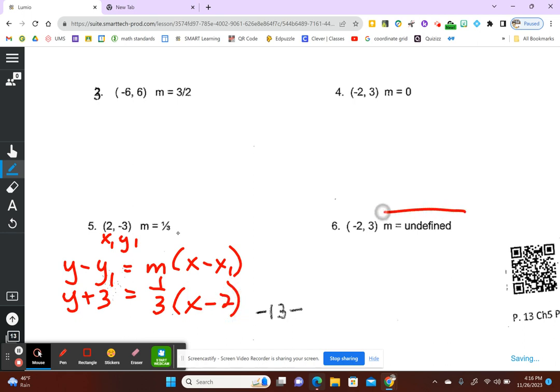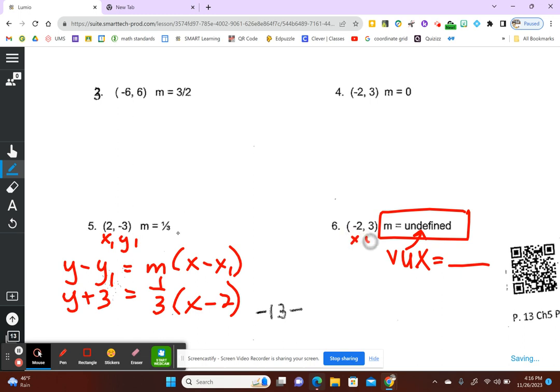And now I see m is undefined. Well, undefined cannot be plugged into point slope form. So I have to think of something else. What am I going to do if m is undefined? Well, if m is undefined, that's a VUX. How do I know that's a VUX? Because the U in VUX stands for undefined.